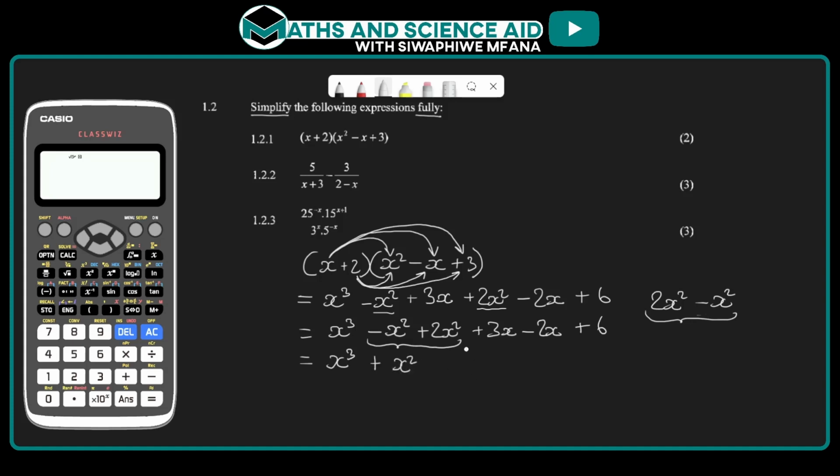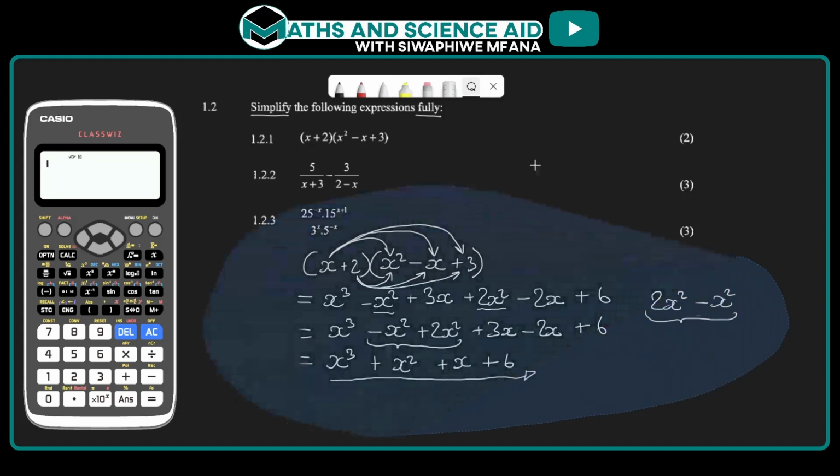And now moving on to the next set of like terms, here we have 3x minus 2x, which is going to be equal to plus x. Okay, and then we can just carry down the positive 6. And so this means that this is our fully factorized expression. Okay, and so let's move on to the next one. I'll just move this to the side.